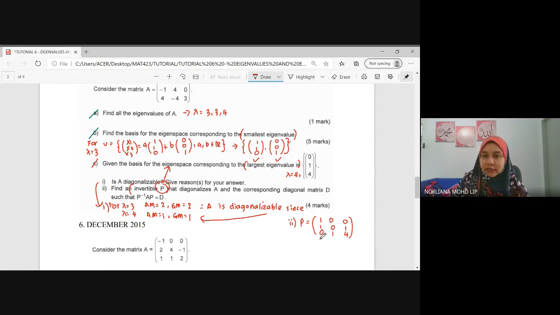Okay, tak ni? Ni eigenspace untuk lambda equal to 3, tadi smallest eigenvalue 3 kan? Okay, this one is the eigenspace for lambda equal to 4. So the matrix P is the basis for eigenspace, the combination for basis for eigenspace for all lambda.